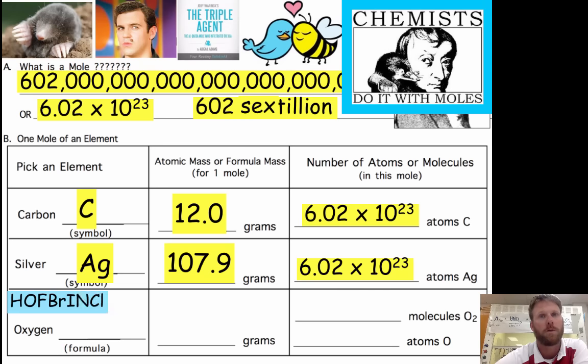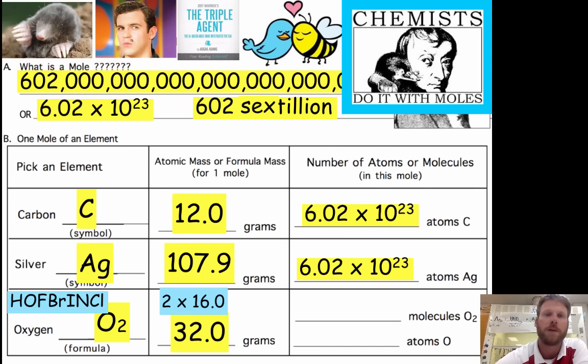This is a tricky one. Don't be fooled. Remember, in its elemental form, oxygen is a diatomic molecule. Elemental oxygen is actually O2. So then we have to look at oxygen's atomic mass on the table and double it. Oxygen's atomic mass is 16, but 2 times 16 gives us 32.0 grams of oxygen per mole of oxygen. So that means if we mass out 32 grams of oxygen gas, we would have 6.02 times 10 to the 23rd molecules of oxygen gas.